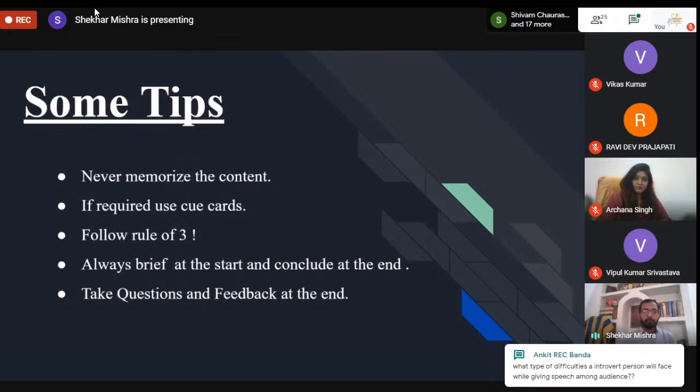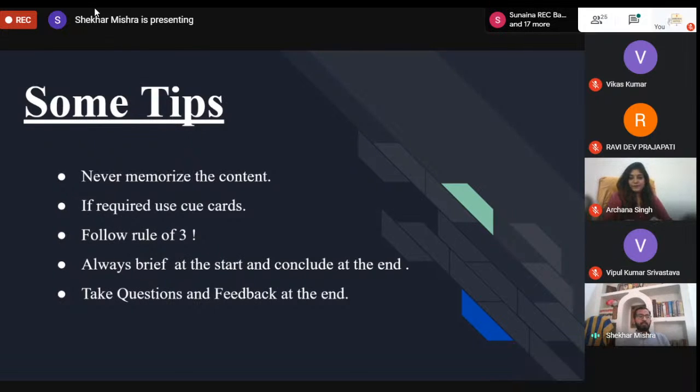At last, I have some tips on how to memorize the content and how to present it. Never memorize the content. Always fix an outline in your mind. If required, like if you are forgetting which topic to speak on at the start and what to speak in the middle, then make cue cards and write the main points there that you have to speak.